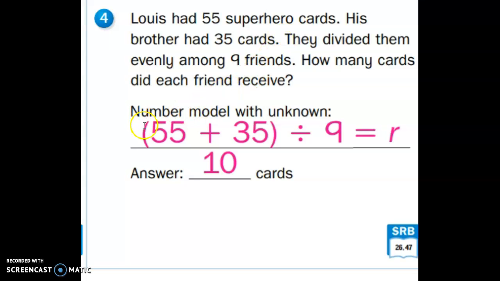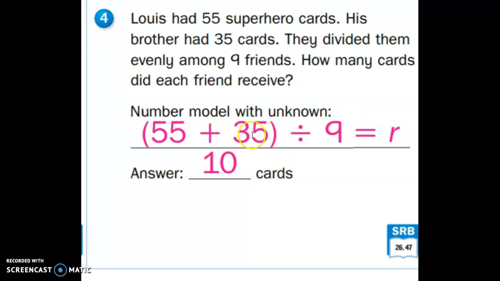I'm going to, for our number model with an unknown, we need to add together those two collections of superhero cards. Lewis is 55 plus his brother's 35. And I put those in parentheses because we need to do that part first. Then, after we combine those, we're going to divide by 9 so that we can give them equally to the 9 friends. Equals an unknown. I put R. You may put any lowercase letter from our alphabet.